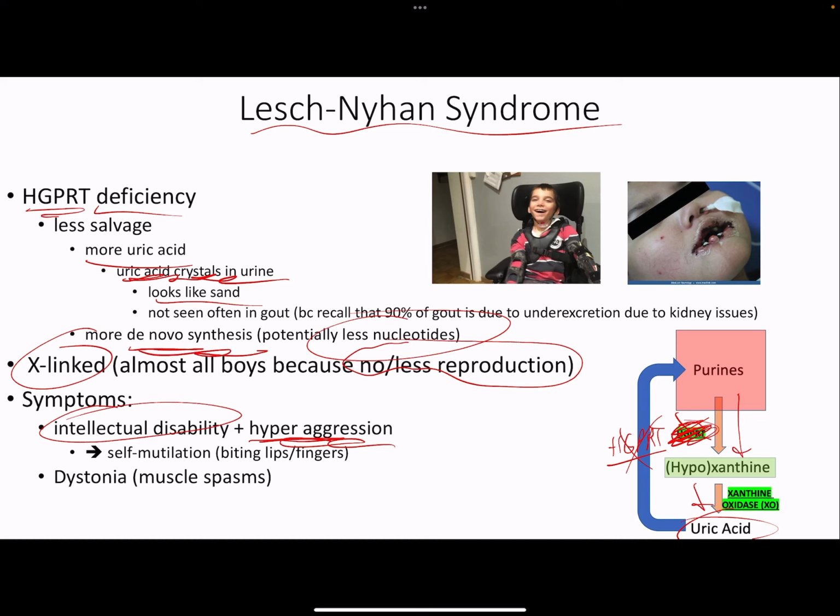There's self-mutilation. Often they have to have their arms pinned down. Sometimes they have to have some sort of mouth guard to prevent them. They'll bite their lips off and they will try to bite their fingers off. I mean, it's absolutely horrible. They also have dystonia, and so they're going to have sporadic muscle spasms.